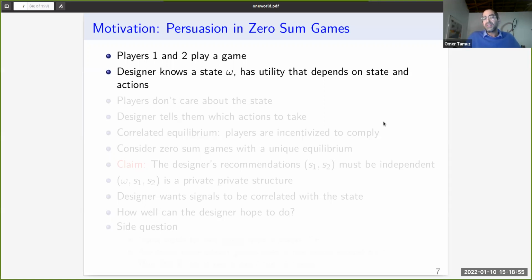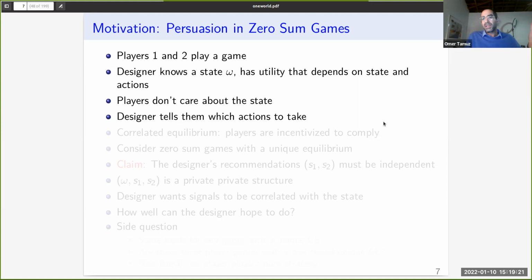So the utility of the designer depends on the state omega that the designer knows and the actions of the two players. This is a standard Bayesian persuasion setup, except that the players are playing a game, whereas usually it's just one player. The players don't care at all about the state. Their utilities only depend on their action profile.